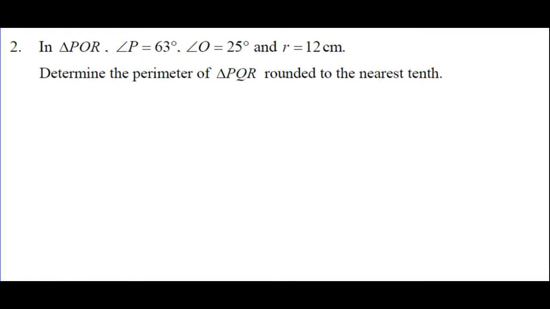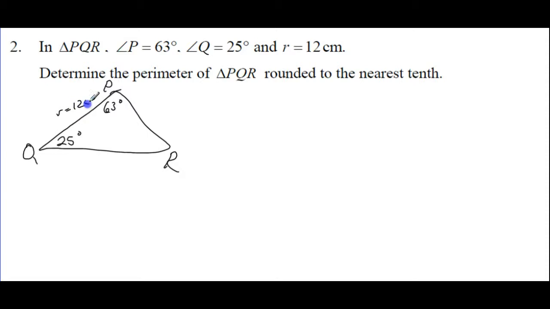In triangle PQR, angle P and angle Q and little r, determine the perimeter of triangle PQR. Oh, really? PQR? So let's Q this out. PQR makes more sense than POR anyways. Okay, let's draw it. We don't need to be accurate. We just want to hold the information. So that's 63 degrees. This is 25 degrees. This is 12 centimeters. Little p, little q.